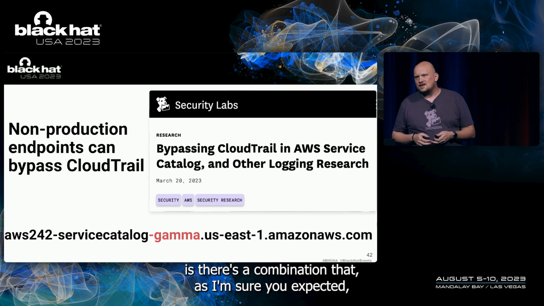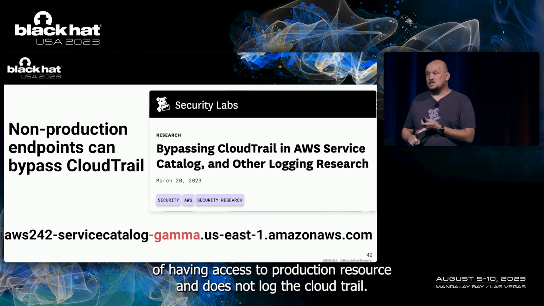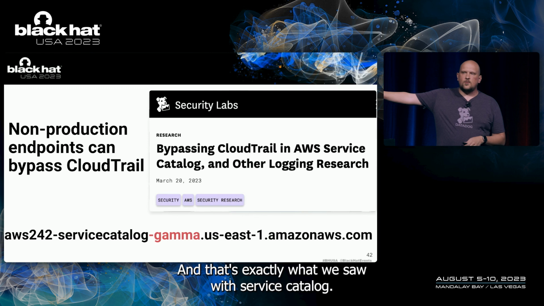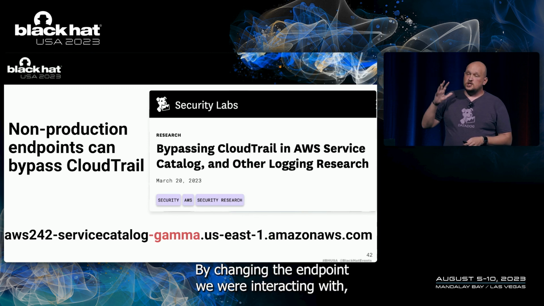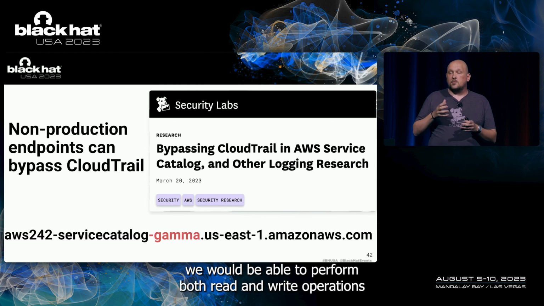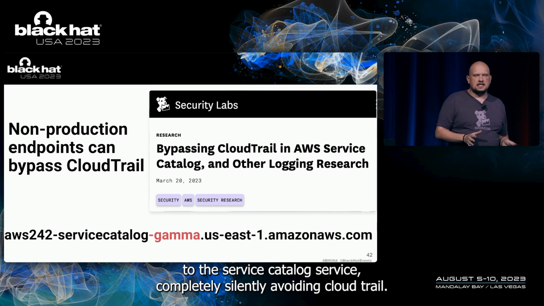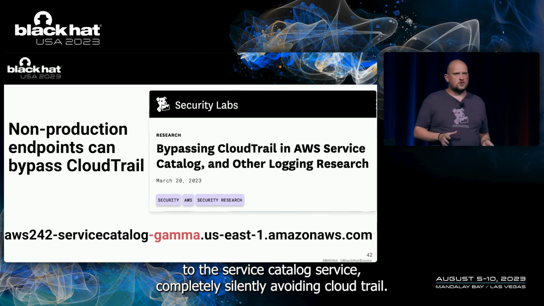Now, the final potential use case for non-production endpoints that we'll be sharing today is a combination that, as I'm sure you expected, of having access to production resources and does not log to CloudTrail. And that's exactly what we saw with Service Catalog. By changing the endpoint we were interacting with, we would be able to perform both read and write operations to the Service Catalog service completely silently, avoiding CloudTrail.